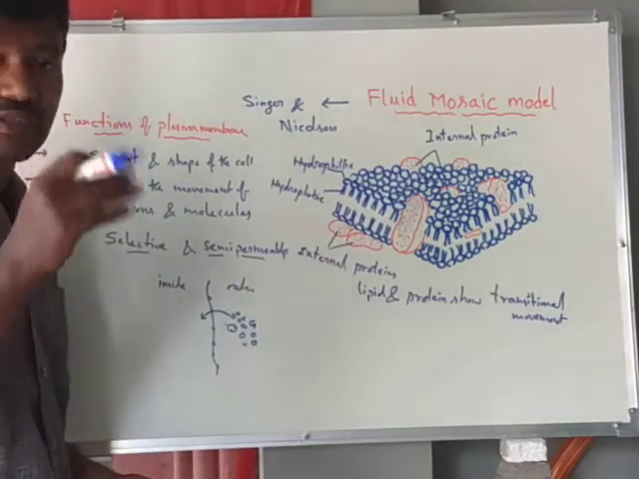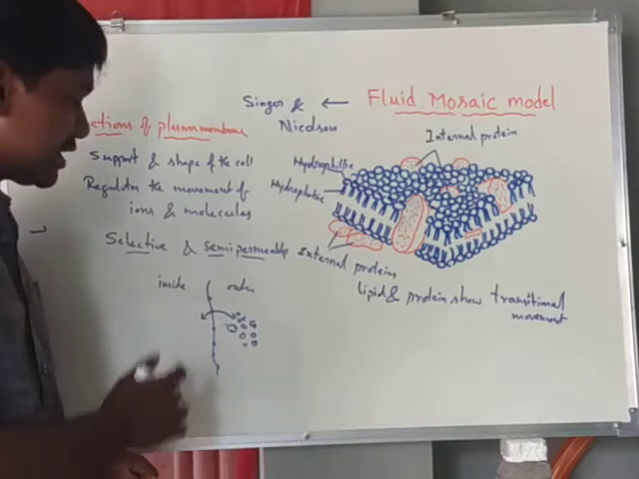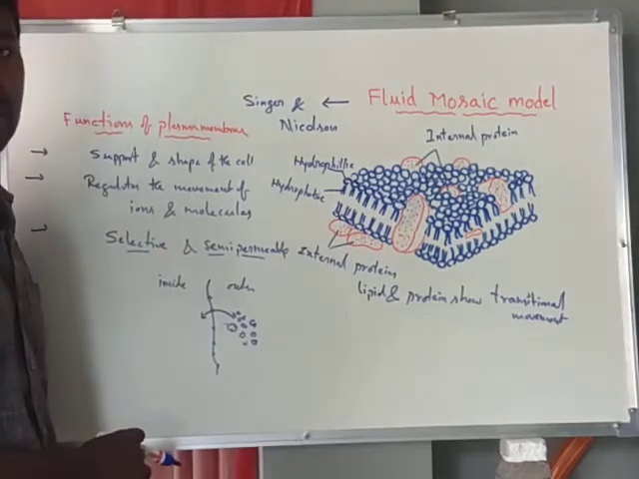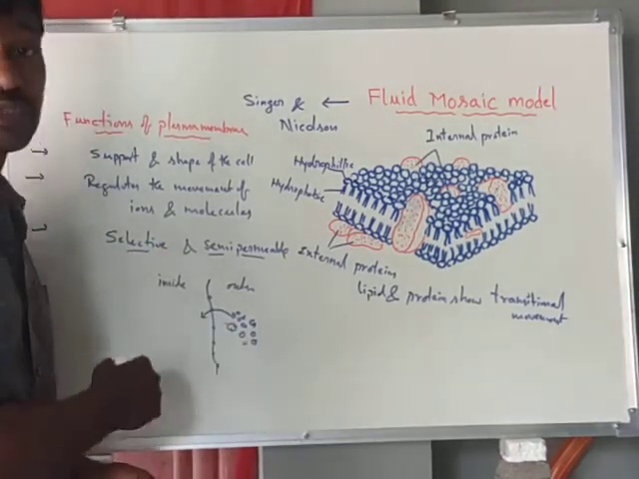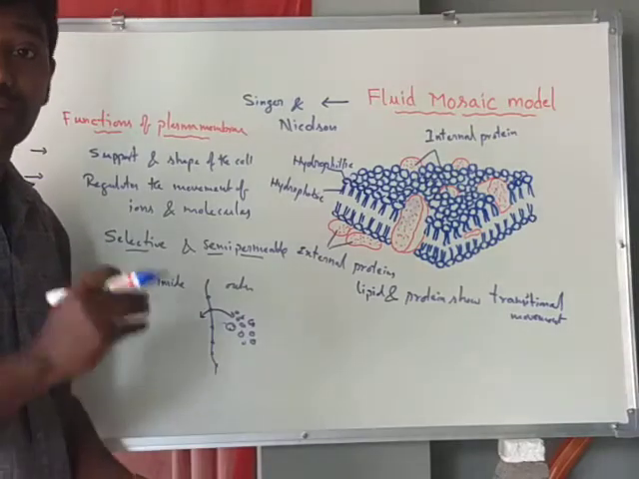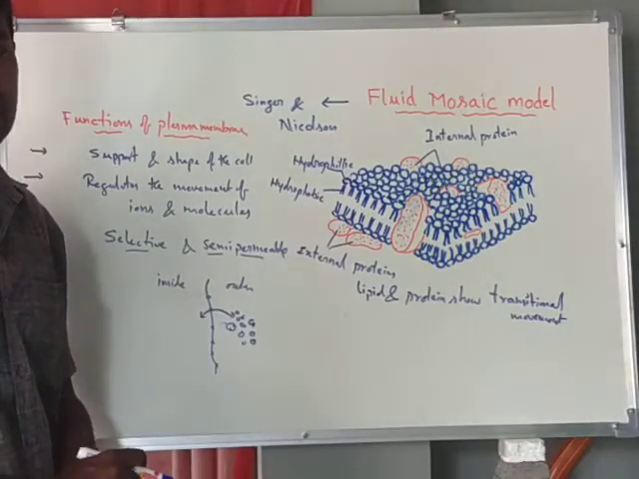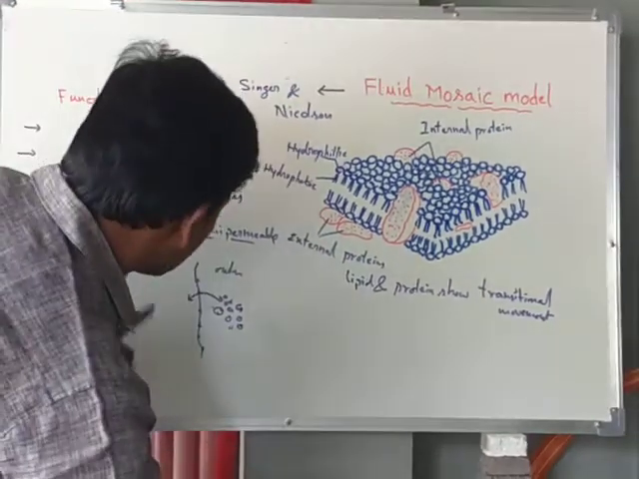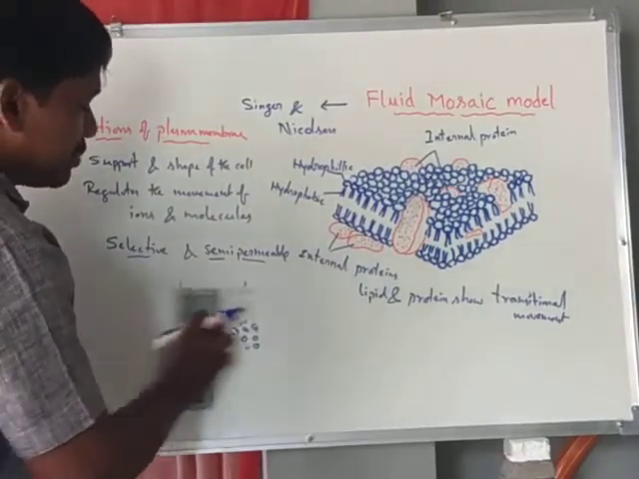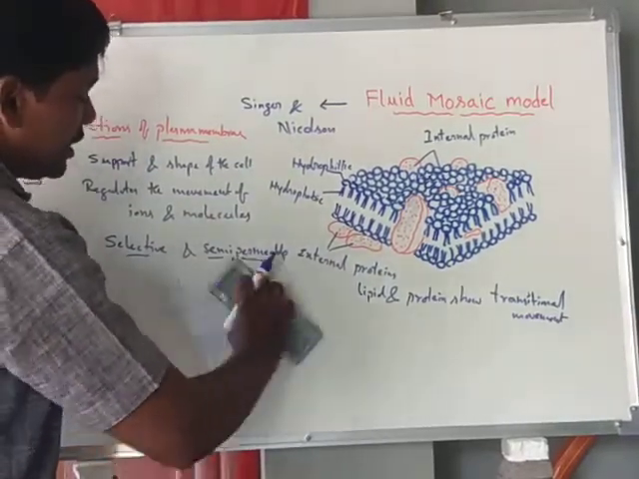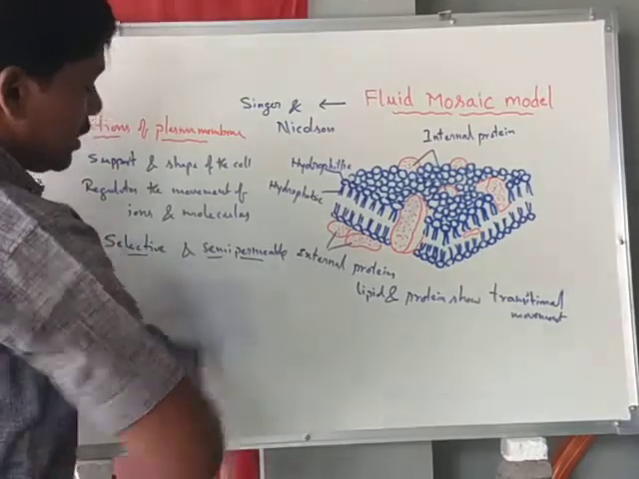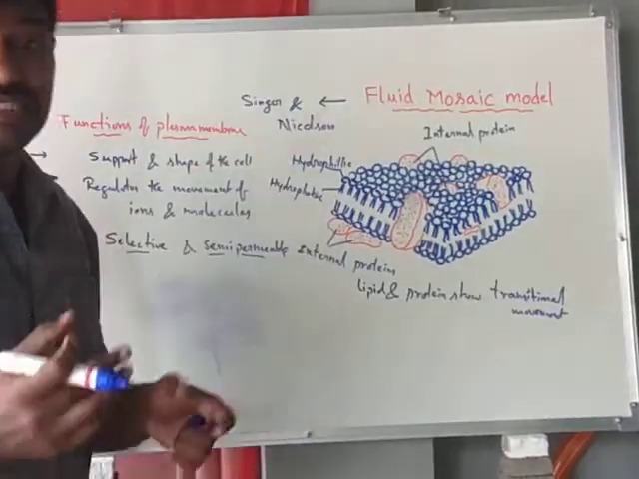Later on we will discuss endocytosis. That is called selective permeable. If the cell needs large particles, they also enter into the cell by the process of endocytosis. So this is about the selective and semi-permeable membrane. Now we know about the other functions.